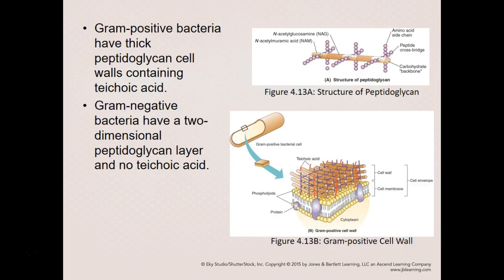So here we're looking at gram-positive structure. Here's the plasma membrane, and then here's the cell wall, and there we have this thick layer of peptidoglycan, and within the peptidoglycan we have all of these teichoic acid molecules, which helps to give gram-positive bacteria a negative charge, along with the proteins, and that helps to pull in more of that basic stain.